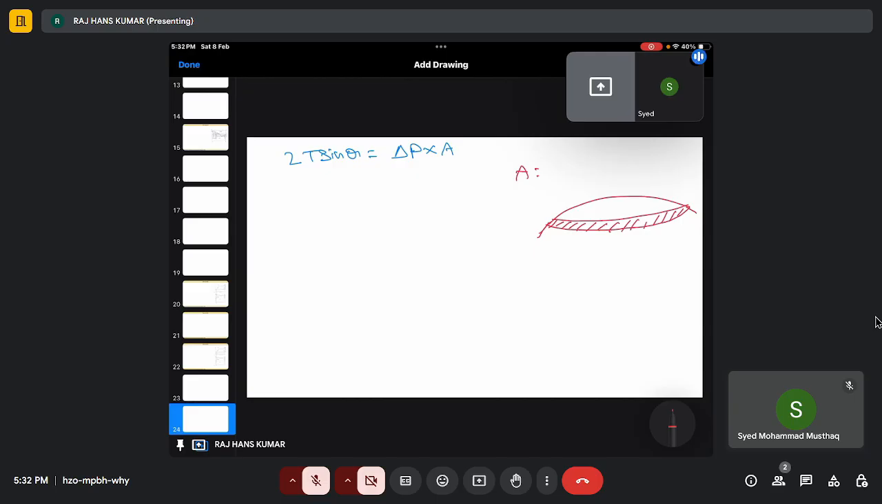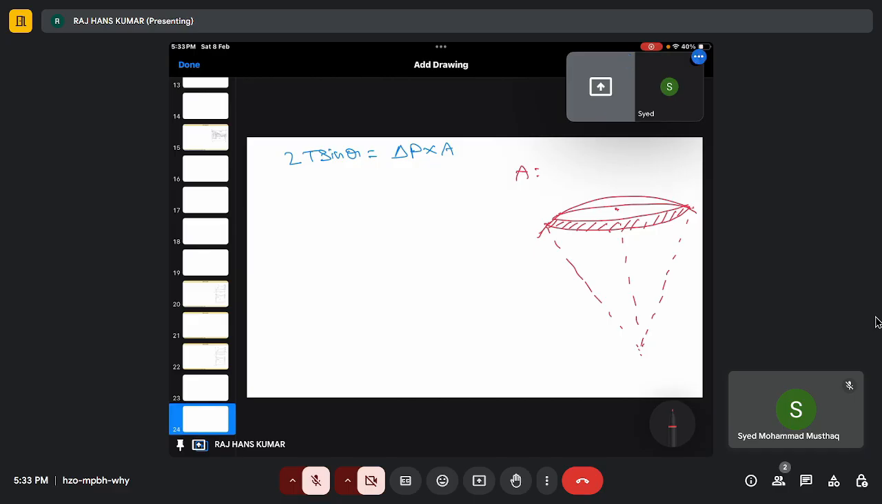If this differential element is my element, now how do we calculate the total area? So the total area, right? So this is my strip.